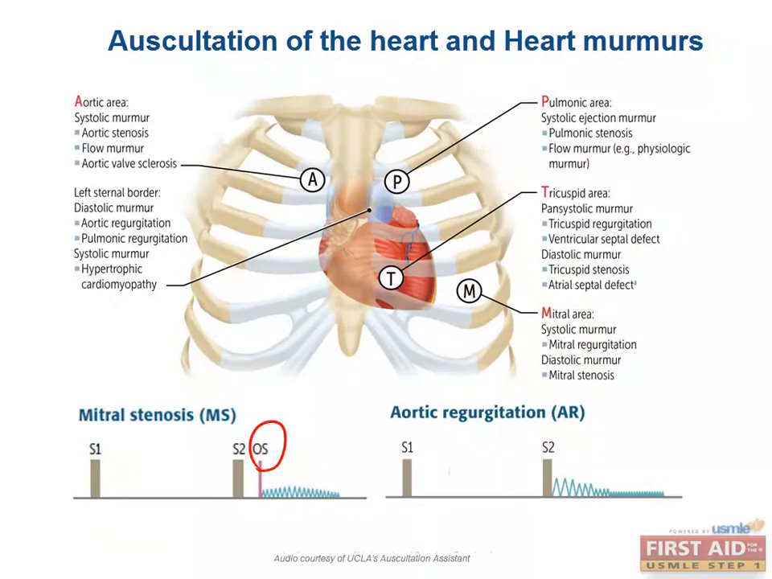What structure can be compressed by an excessively dilated left atrium? The left recurrent laryngeal nerve. What are some other things that can happen when you stretch that left atrium too much? Well, when you stretch myocytes, you disrupt some of the cellular gap junctions. Remember, myocytes are connected by connexons. This is our connexon. So you can actually stretch these myocytes and disrupt these gap junctions.